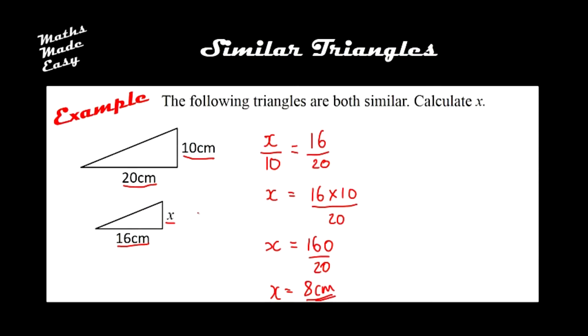At this point it's a good idea just to look back at your triangles and see if that makes sense. So this here being 8 centimetres, well the 16 is smaller than the 20, so we'd expect the 8 to be smaller than the 10. If you possibly get this fraction upside down and do it wrong, you'll end up with this length being bigger, so that's a good way to check if you've made the right approach.